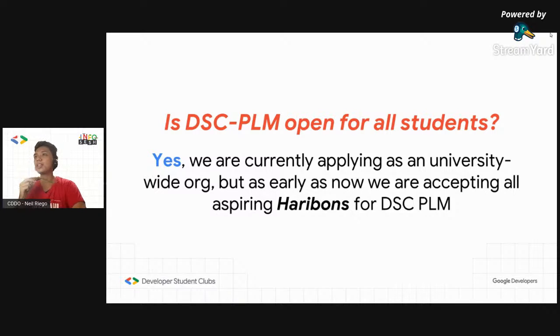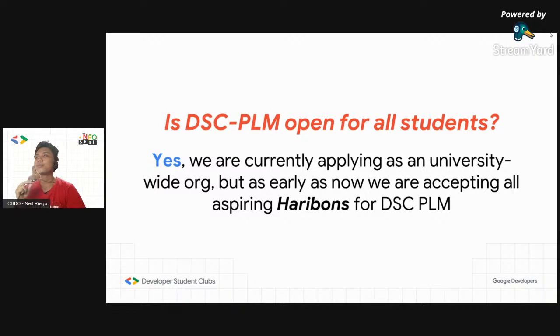Is DSC PLM open for all students? Yes, we are currently applying as a university-wide organization, but as early as now, we are accepting all aspiring Haverbonds for DSC PLM. So, i-explain ko lang yung naging timeline ng membership process namin. Since nung una, late August, nag-announce kami ng presence namin sa PLM. And also, sinabi namin na DSC PLM is for CPE, IT, and CS.